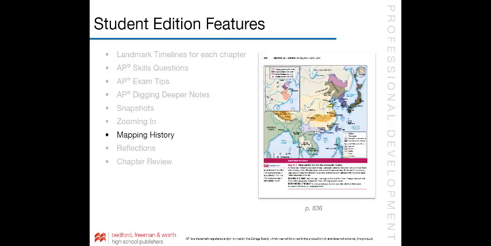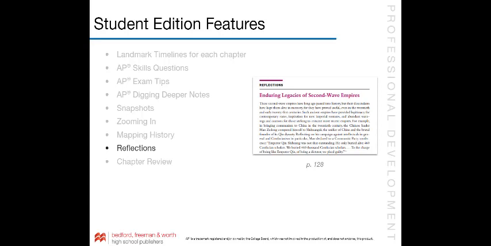The Mapping History section allows students to practice their map reading and analyzing skills while also reinforcing important concepts presented in the chapters. At the end of each chapter, a short reflection section raises provocative, thought-provoking questions about the role of the historian in shaping the human story.